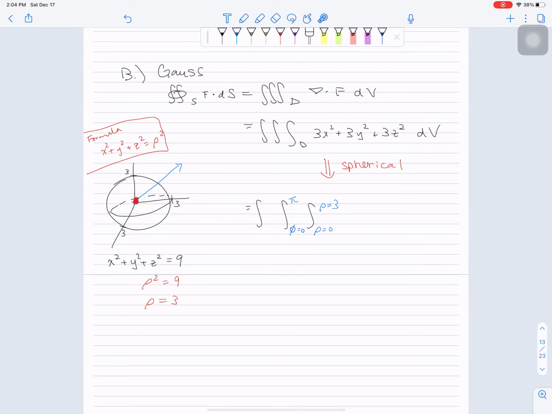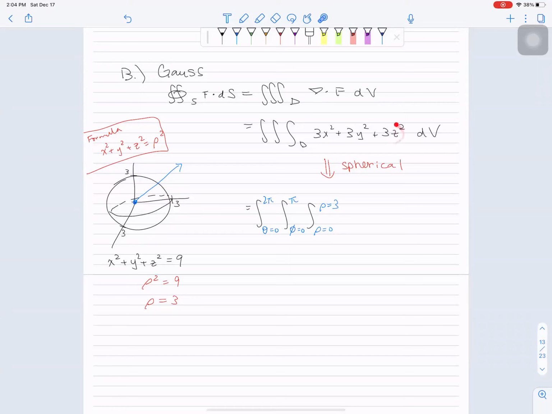The maximum phi can ever be is 180 degrees, so pi. Sometimes it's less than 180, depending on the region. If you only had a hemisphere, your phi would go from 0 to pi over 2. But because we have no limitations, we have our entire sphere, we have 0 to pi. And then theta, again, no limitations, so 0 to 2 pi. Okay, so those are our bounds.